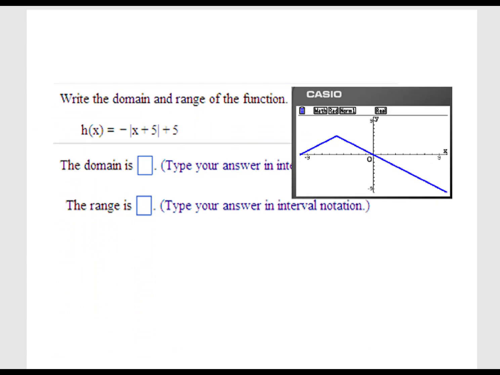Okay, they want us to write the domain and range of the function. So the very first thing you would do is graph it. Okay, it's graphed for us. That does match that it moved up 5 units. It moved left 5 units, and then it flipped vertically. Let me put over the x-axis.